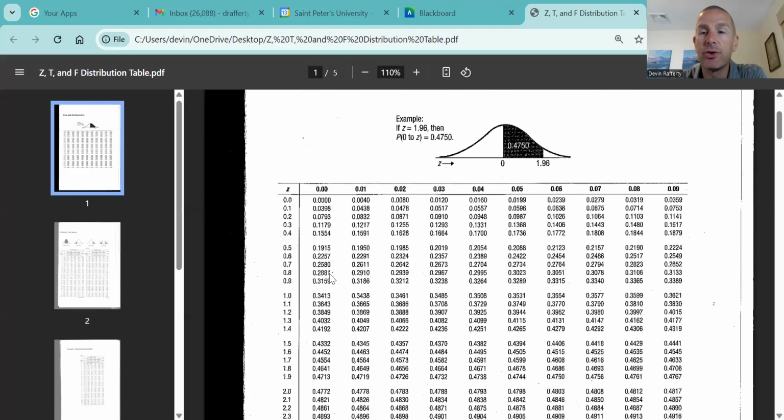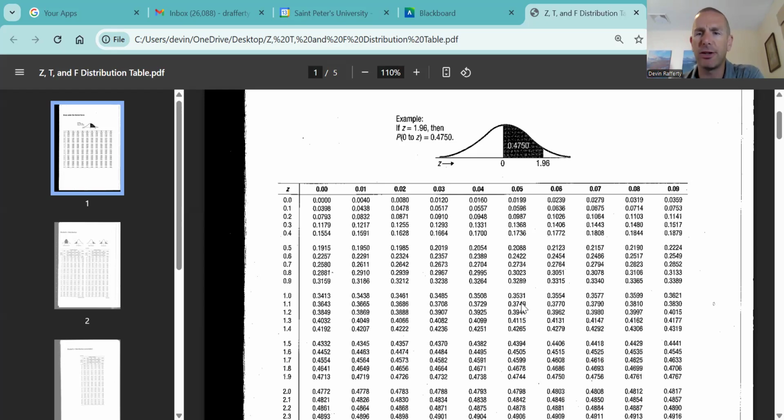And when we go to the z distribution, again, 1.15 can be broken down into 1.1 and 0.05. 1.1 and 0.05. That gets us an area of 0.3749.